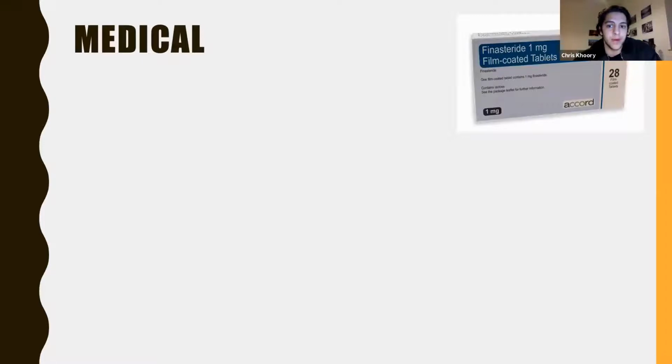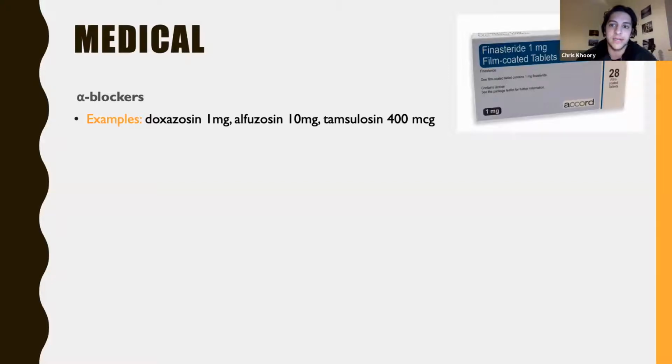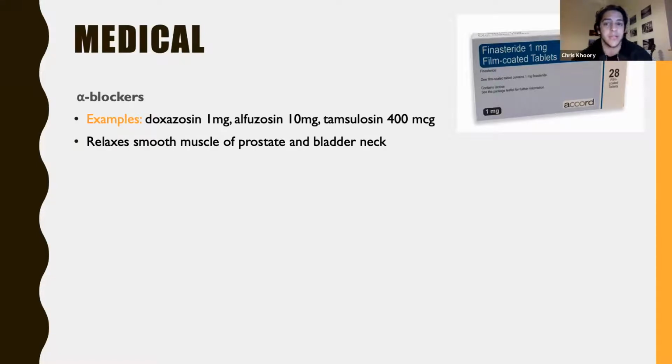So does anyone want to shout out a class of drug which you can use for BPH management? Alpha blocker? Yeah, fantastic. So alpha blockers can be used. Some examples of these: doxazosin, alfuzosin, and tamsulosin. Tamsulosin is probably the most common of those. It's also an antihypertensive. The way it works is it relaxes the smooth muscle of the prostate and the bladder neck. It works fairly rapidly because it acts on the receptors immediately, and it tends to be used in smaller prostates.